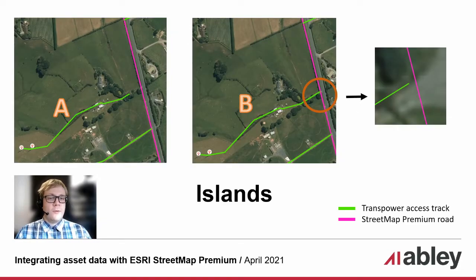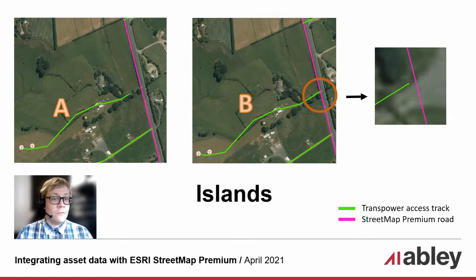The Verify Network Connectivity task essentially aims to show you where islands exist in your network. The concept of islands in a network is simple to understand but complex to test for. So track A on the left here is considered an island because it is not connected to the main network, StreetMap Premium Road and other tracks.